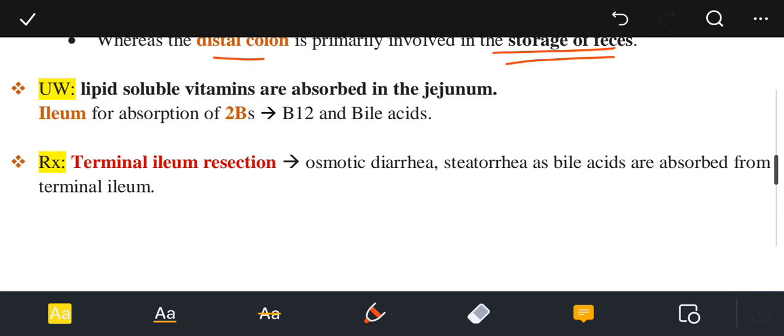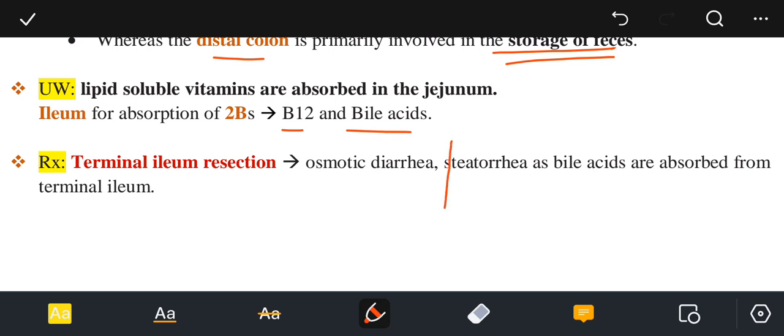Then we have a UWorld point, that lipid soluble vitamins are absorbed in the jejunum. The ileum is for the absorption of 2 Bs, that is vitamin B12 and bile acid. Now you know that the ileum, specifically the terminal ileum, is damaged in Crohn disease, and maybe it is resected in the case of short bowel syndrome. In both of these scenarios, there will be decreased absorption of vitamin B12 and decreased reabsorption of the bile acids, right? So that is problematic, and we have to do something for that.